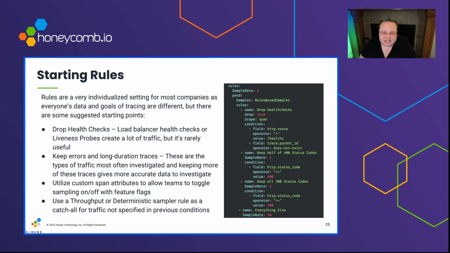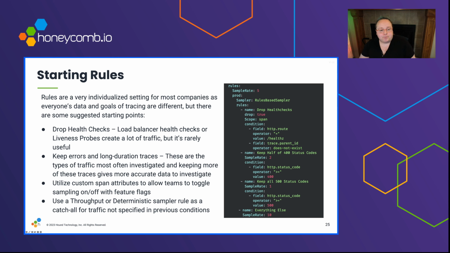There's really no one set of rules that fits everything, but we do have some starting places that we recommend. First, drop your health checks. If you have a load balancer or Kubernetes liveness probes or anything like that that's showing up in your trace data, dump it. It's not very useful. It's just taking up space.